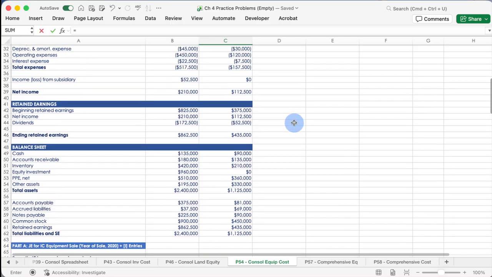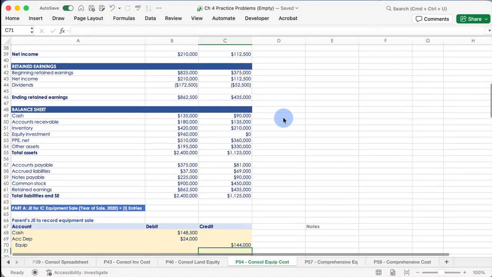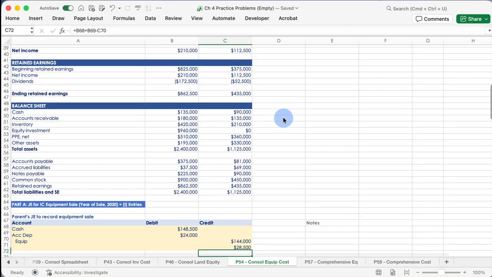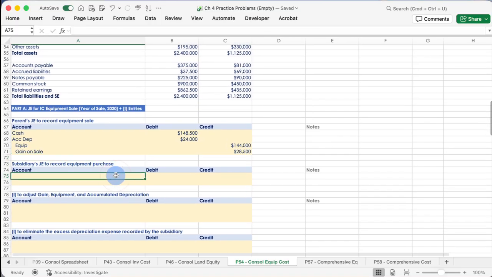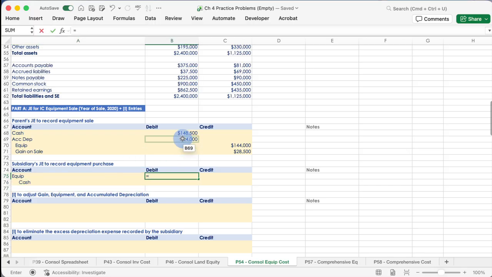The equipment that we're eliminating is the $144,000, and so we can see here that that does end up creating a gain of $28,500. So we'll put gain on sale right there. For the subsidiary, they just received equipment and paid cash for the $148,500.